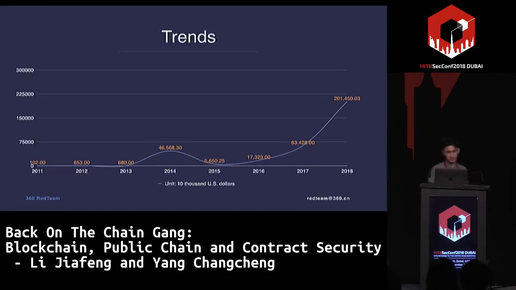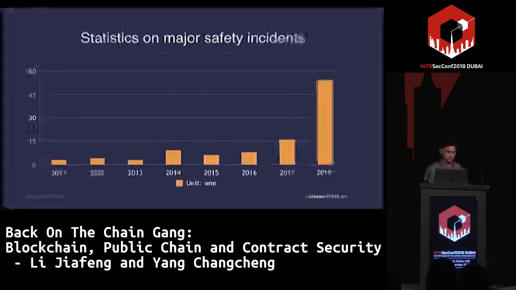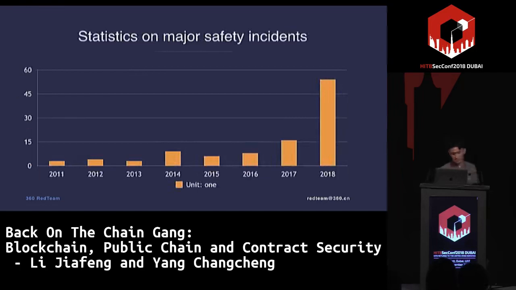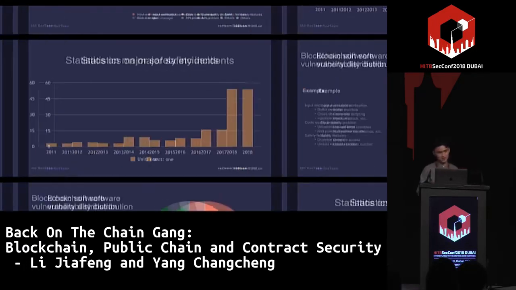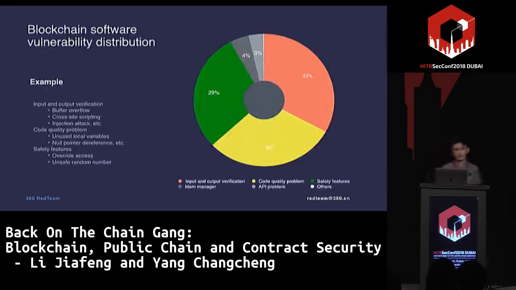In 2018, in just half of the year, we have lost 220 billion. You know, that's horrible data. The unit is 10,000 US dollars. And in 2018, in just half of the year, we had more than 15 events. Okay, this is horrible data.